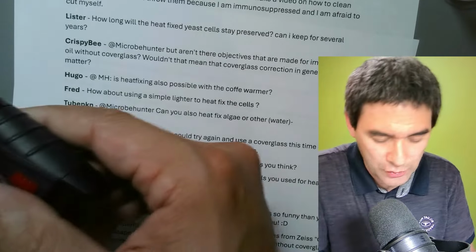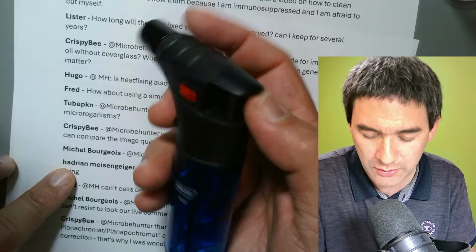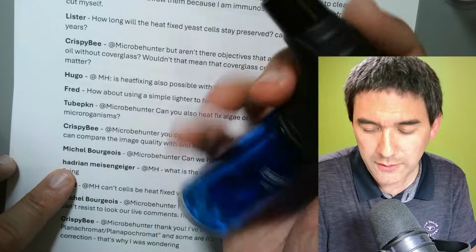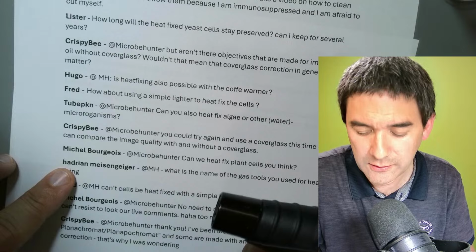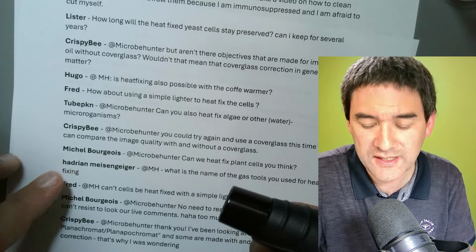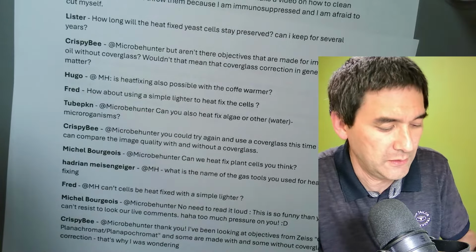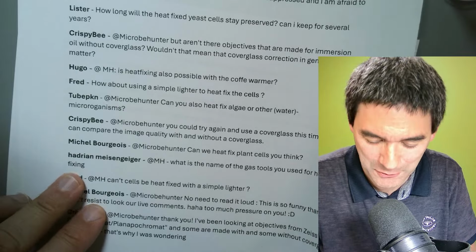Honestly, I don't know. This is just some kind of a fancy lighter. I think it's even refillable. The nice thing about this is I have to be careful that I don't burn anything. I don't know if you're able to hear the sound, but you're not able to hear the flame. The pressure is a little bit higher. This basically is like a mini Bunsen burner.